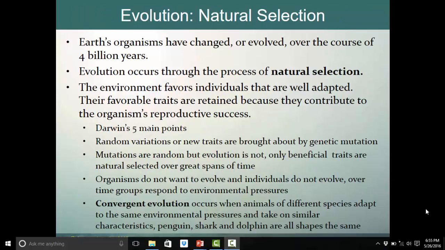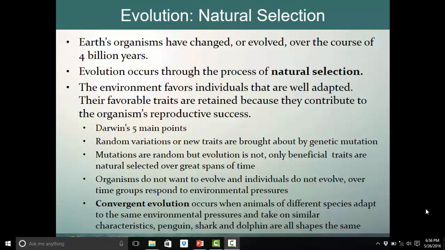Earth's organisms have changed or evolved over the course of 4 to 4.5 billion years. That evolution has occurred through the process of natural selection. Natural selection is when the environment favors individuals that are well adapted to the environment. The favorable traits of those individuals are retained because they are the individuals that can reproduce and contribute to successive generations. Darwin essentially has 5 main points.